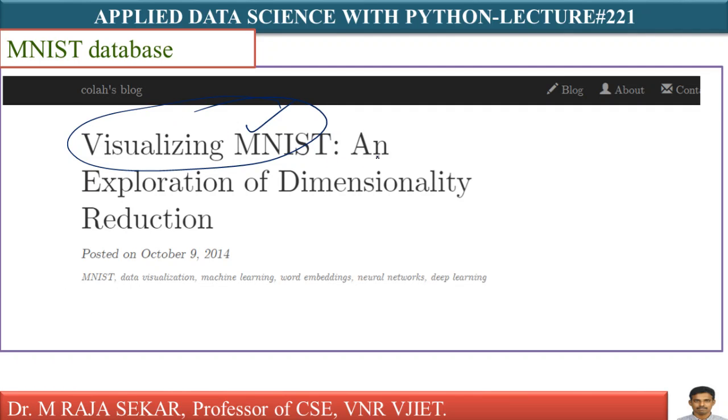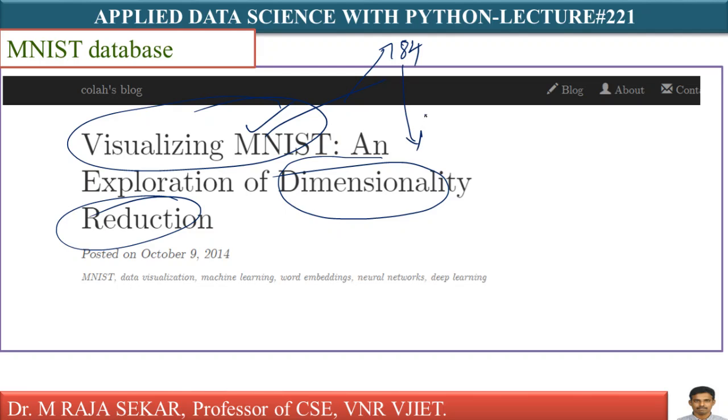Not only visualizing, he also explained dimensionality reduction, as this particular data set has 784 dimensions. We can apply this t-SNE technique. By using t-SNE, you can convert this data set into a two-dimensional data set so that you can visualize it. Visualization is simple in two dimensions.